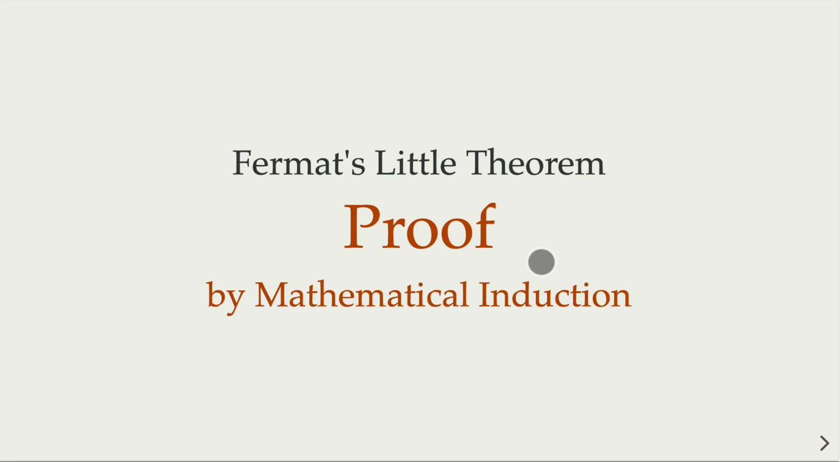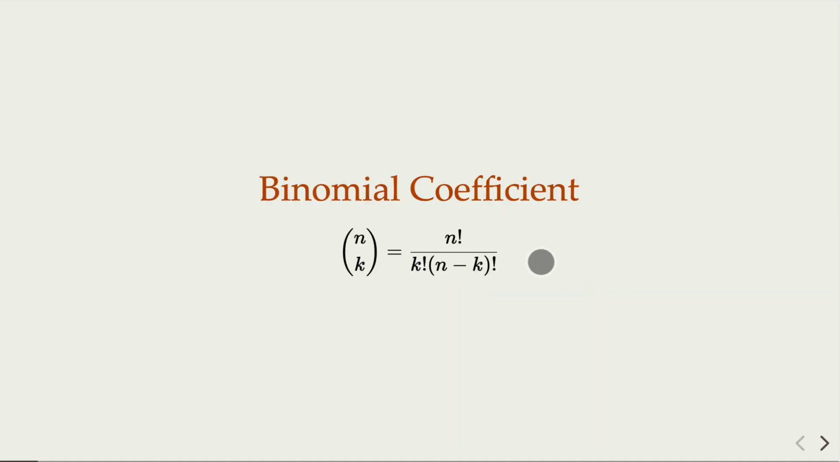Today we're going to prove Fermat's little theorem using mathematical induction. Now we're going to use a fact regarding the binomial coefficient. Recall that n choose k is given by a fraction: n factorial over k factorial times n minus k factorial. Usually you would cancel certain terms and you are left with k terms on the top and on the bottom.